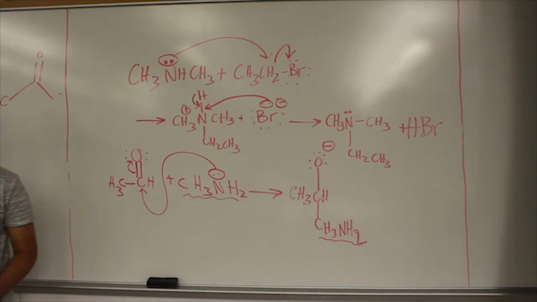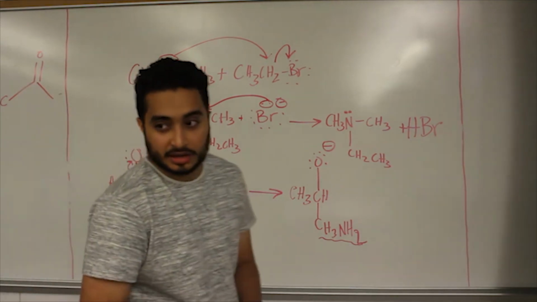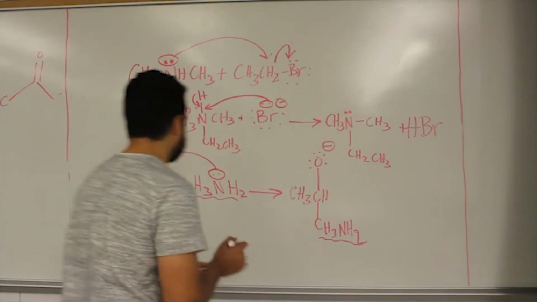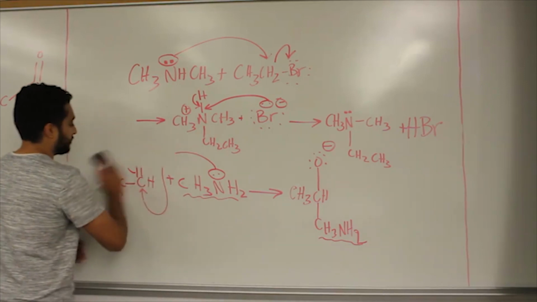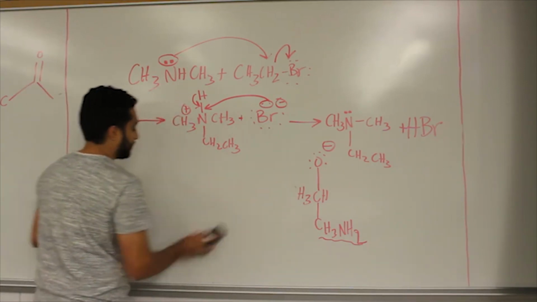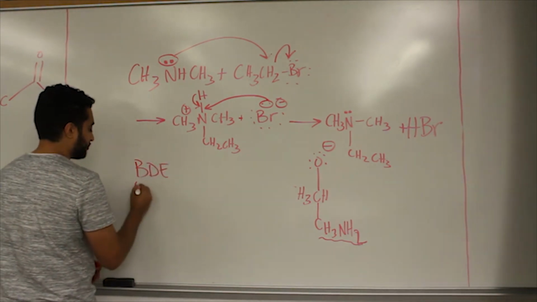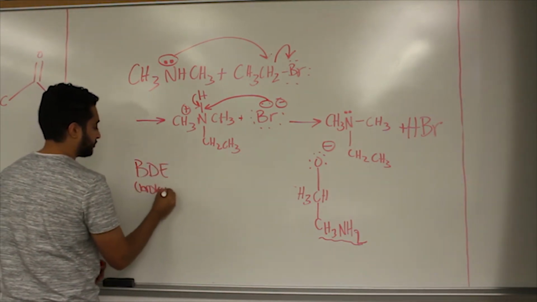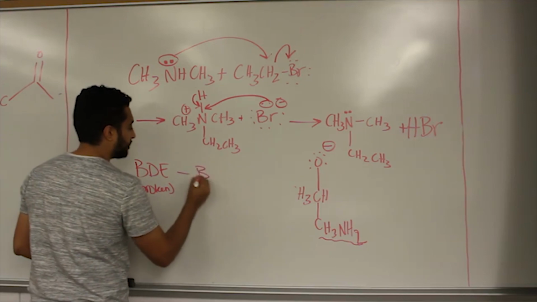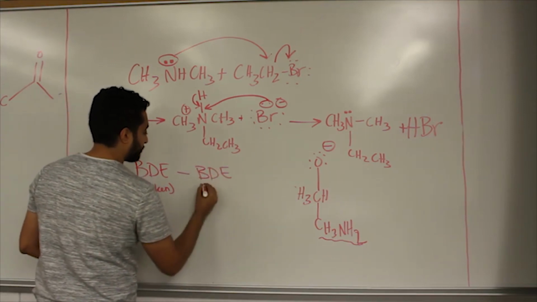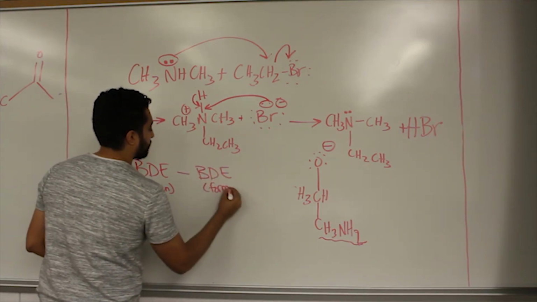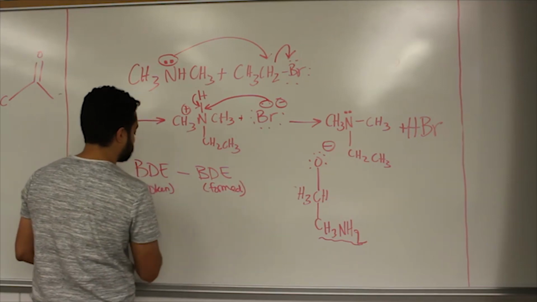But I did go over it in the 2006 test. So it's a good idea to just look at it and kind of understand what's happening. Basically, I'm just going to write the formula down so you can use it if you do the question. It's BDE broken minus BDE formed. And that's how you do that question.